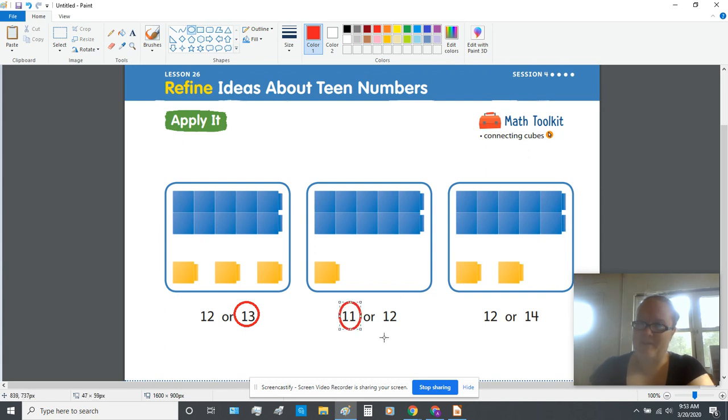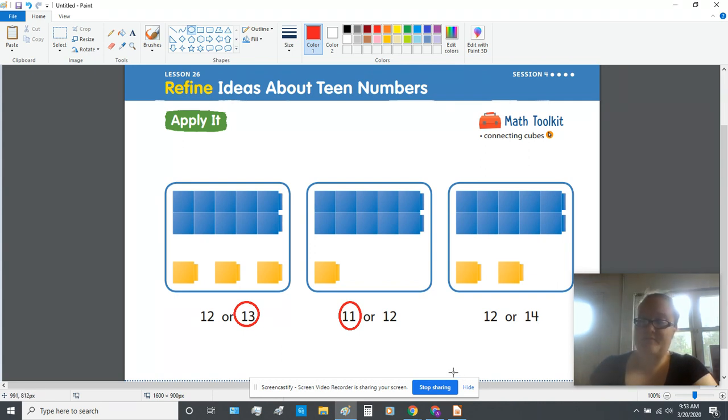Did you say 11? If you said 11, kiss your brain because you got it. There's only 1 group of 10 and 1 extra. But let's count just to make sure. 1, 2, 3, 4, 5, 6, 7, 8, 9, 10, 11. Excellent job.